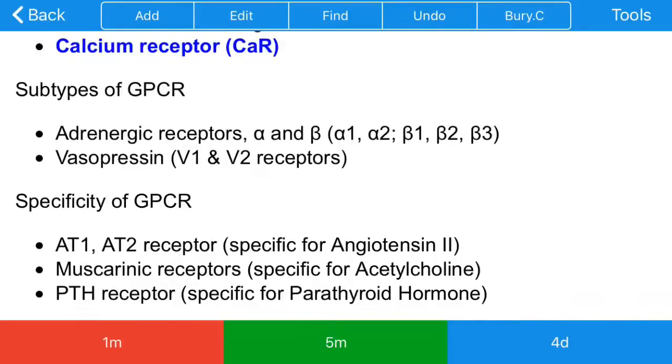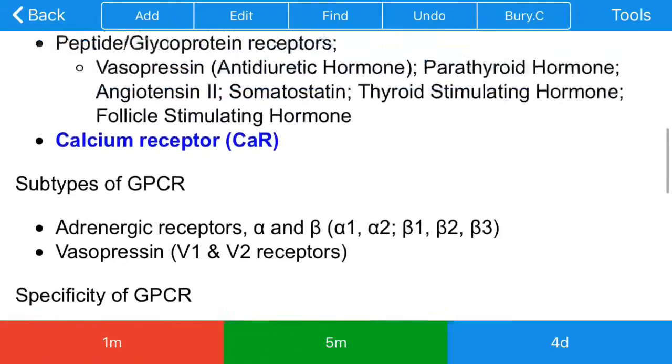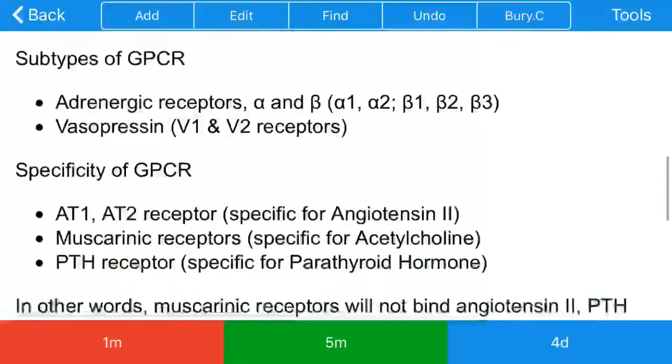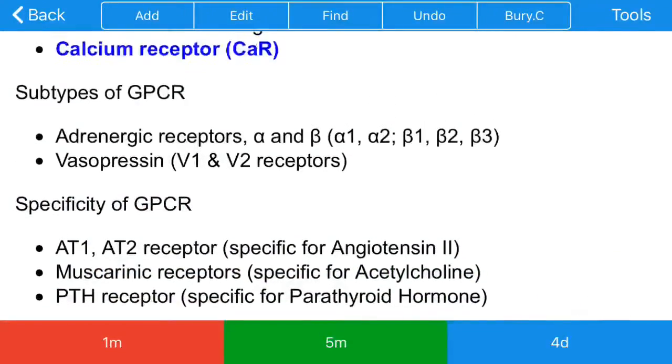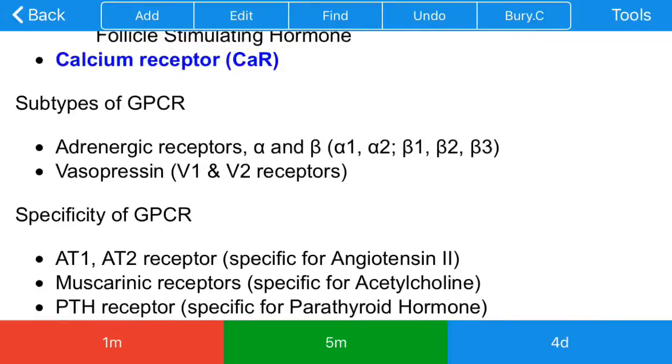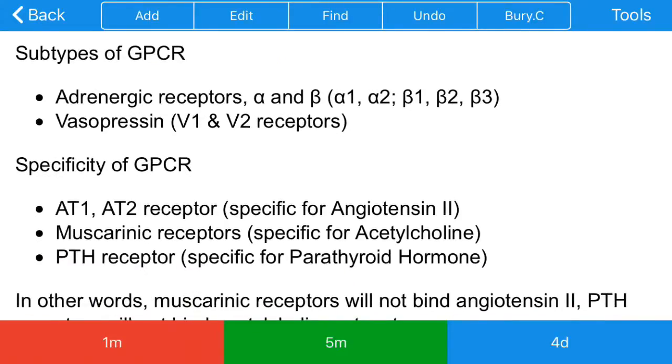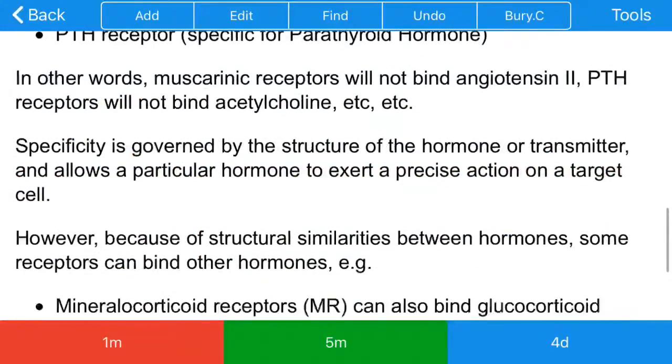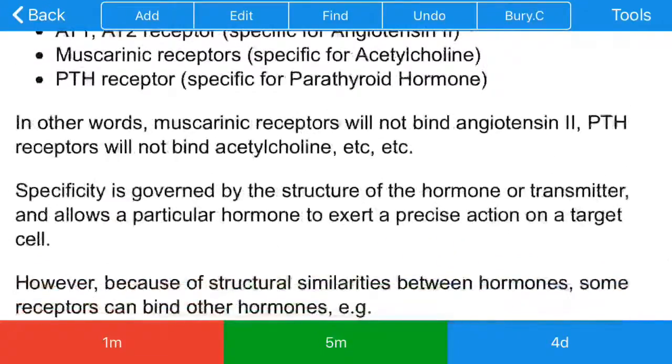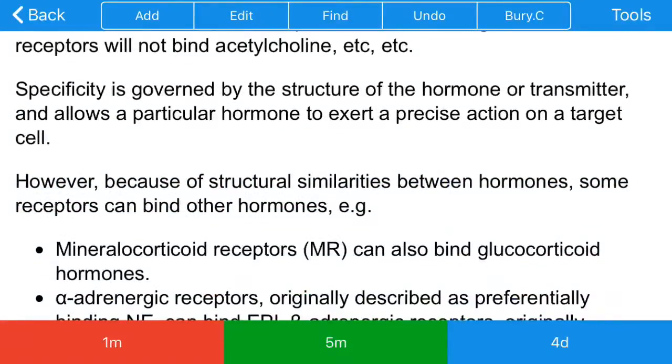All right, and the specificity, right? AT1, AT2. Oh, right, this one talks about specificity. I was like, I think there's a slide somewhere that talks about the specificity. Oh, yes, look at this. AT1, AT2, angiotensin 1 and angiotensin 2 are specific for angiotensin 2. Muscarinic, specific for acetylcholine, PTH, parathyroid hormone, but there are more details about specificity. In other words, muscarinics will not bind to antigen. Okay.